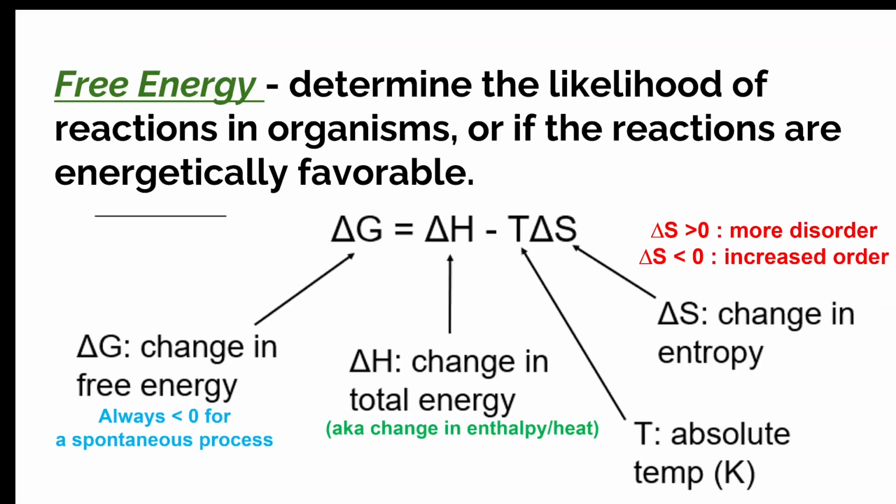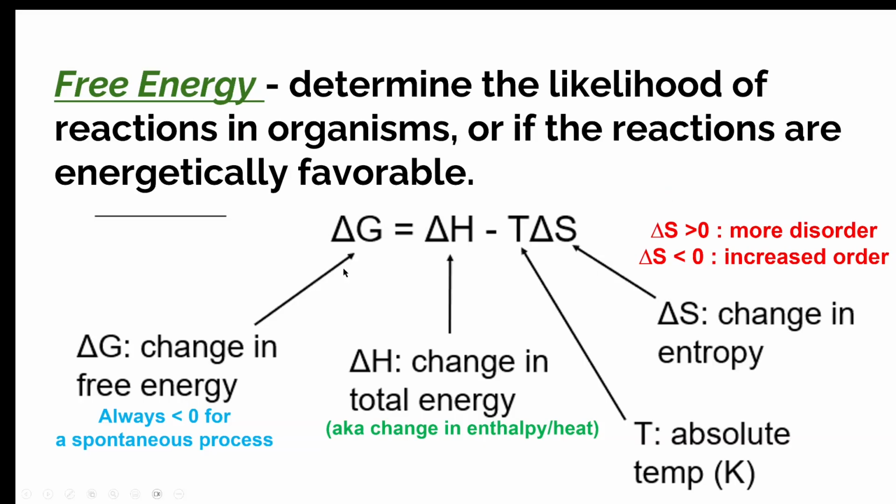All right, and that actually brings us to our very important formula here, and this is the free energy formula. This is actually on your formula sheet, and it's really important to understand what all of these terms mean, so we're going to walk through this. The term free energy refers to the likelihood of reactions in organisms, or whether the reactions are energetically favorable. So if something's energetically favorable, it will happen, or the likelihood of a reaction to occur, we can measure it based off of this formula here.